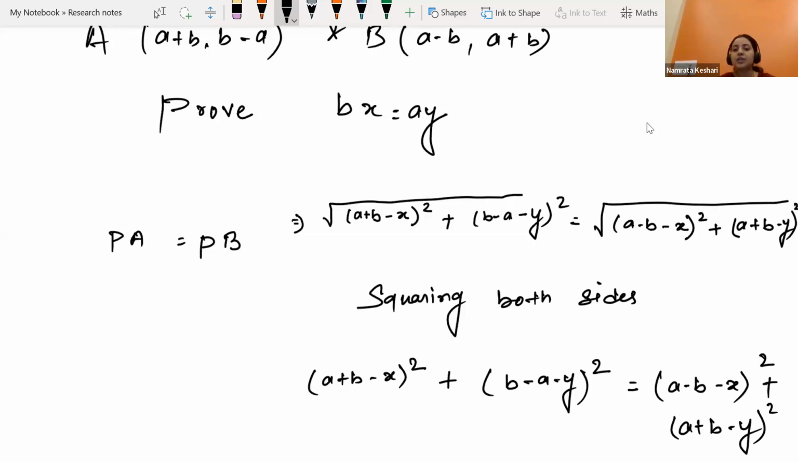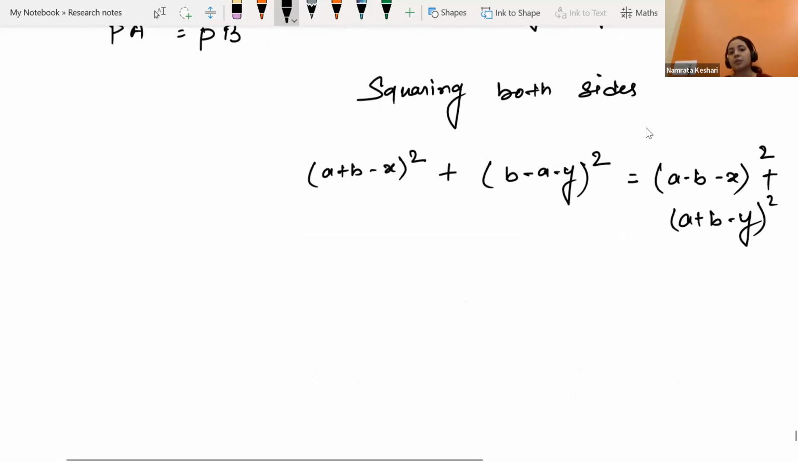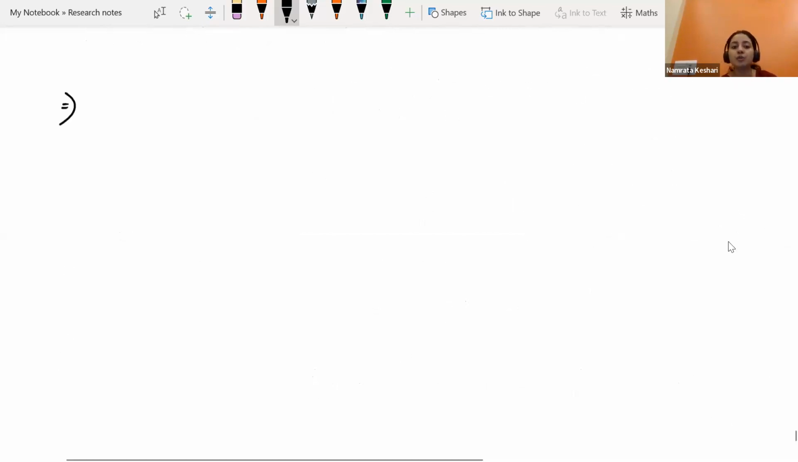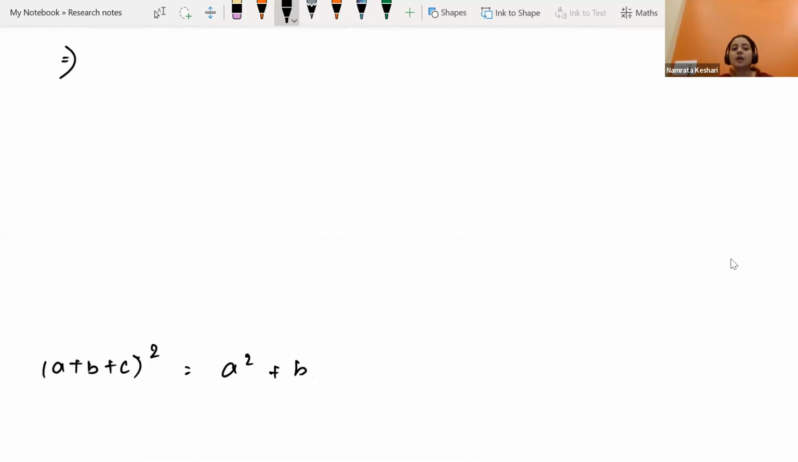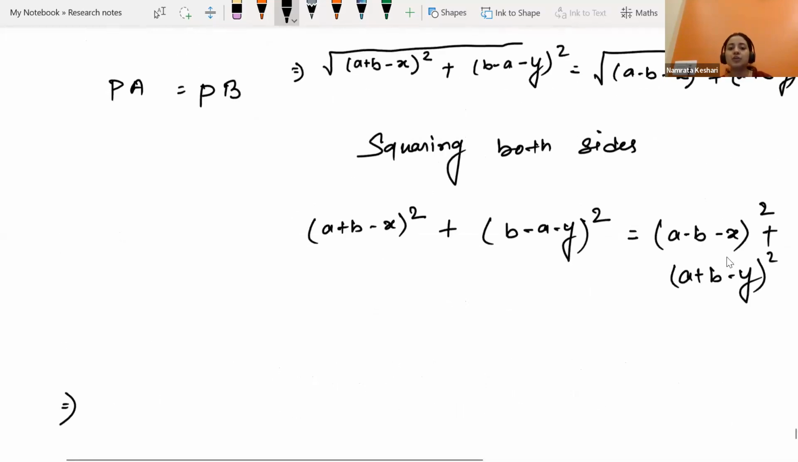Now, do we have to apply the formula of a plus b plus c whole square? Yes, that is the only option we have. Have you seen this formula in a previous class? a plus b plus c whole square is a square plus b square plus c square plus 2ab plus 2bc plus 2ca. Do you know this formula? Yes. So we can use this formula here.